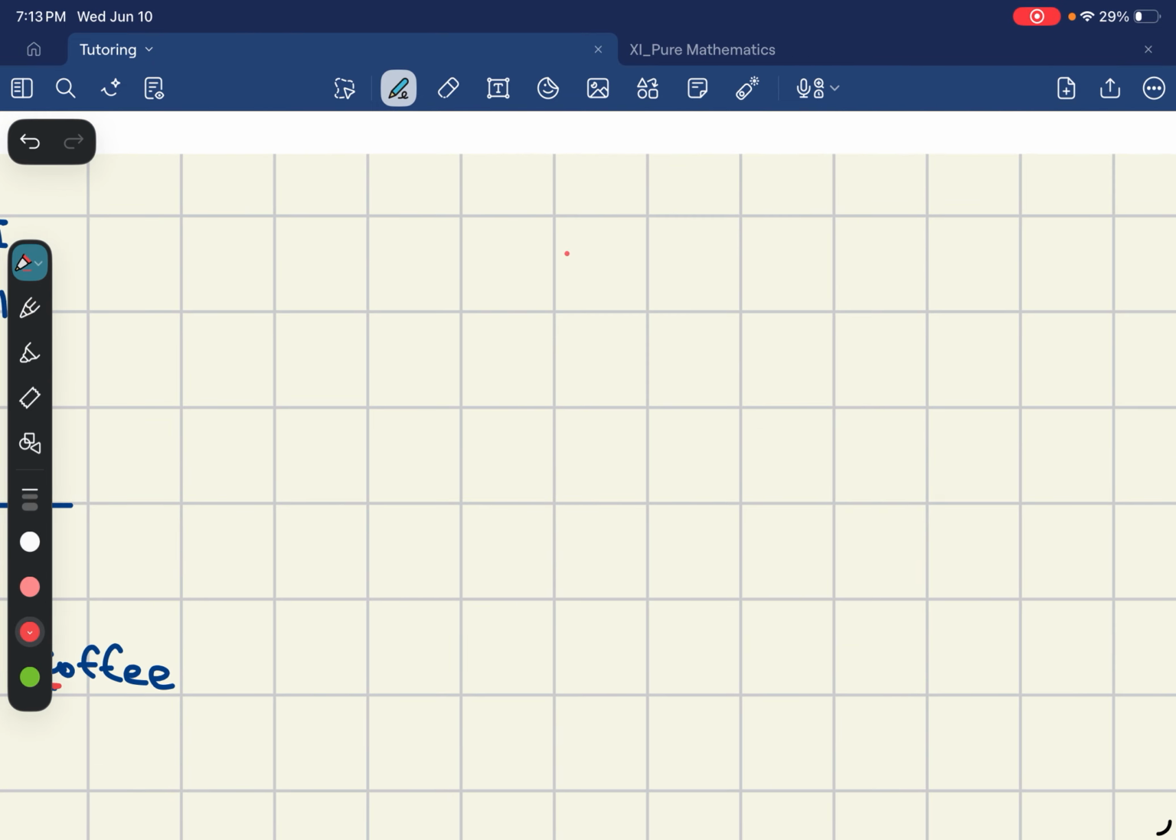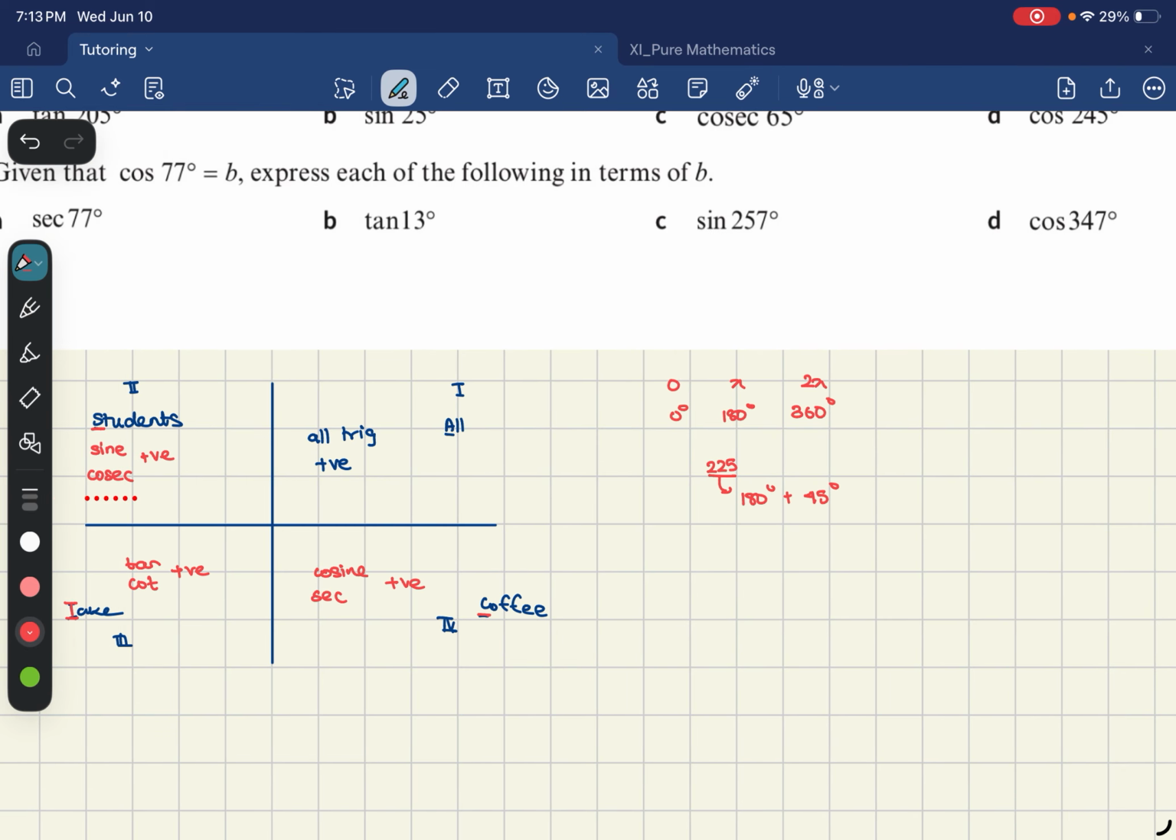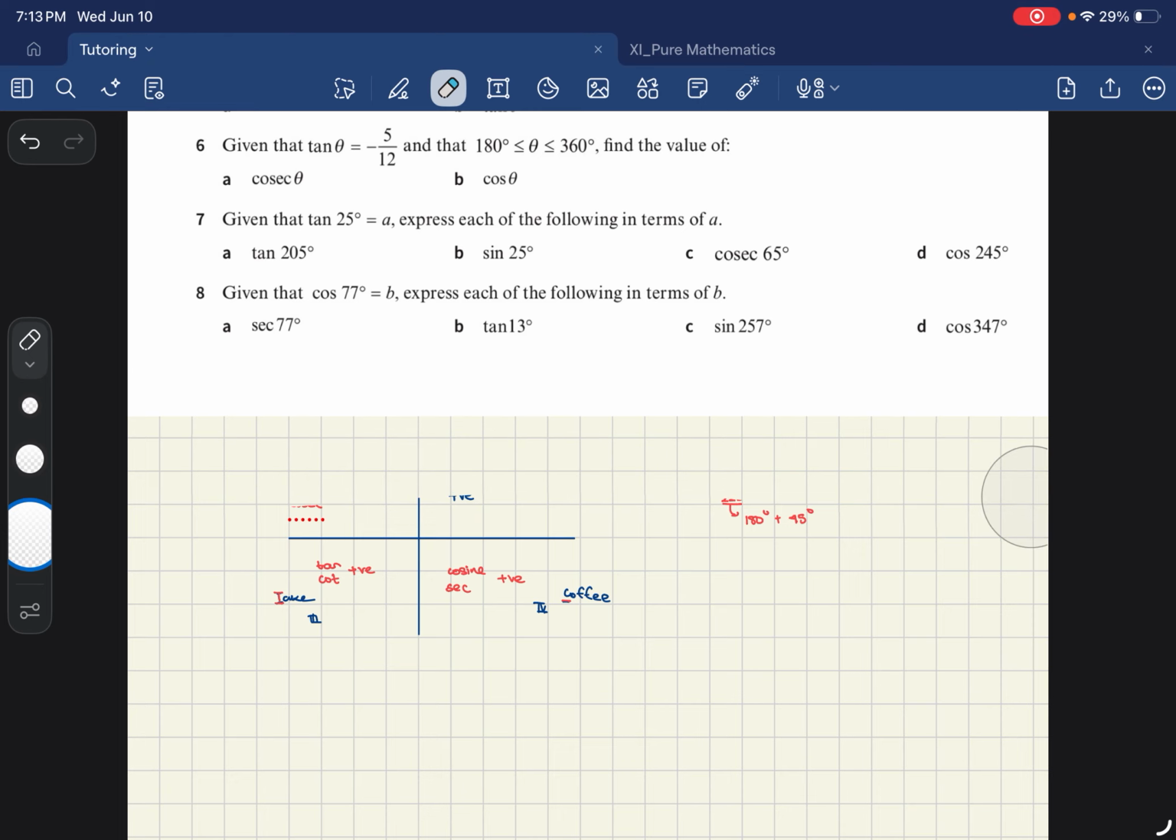And second of all, you need to be very, very good at writing angles in terms of 180 degrees, 0 degrees, and 360 degrees. So what do I mean by that? Well, if you have something like 225, then you can write it as 180 plus 45. So you need to know this, and you need to familiarize yourself doing this in both degrees and radians. So 0, pi, and 2 pi. So that is going to be an essential skill, and you are going to see why. All right.